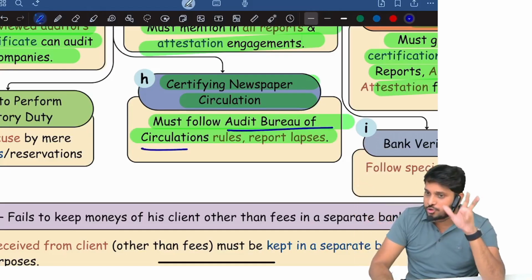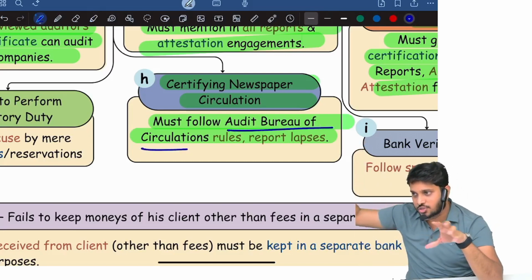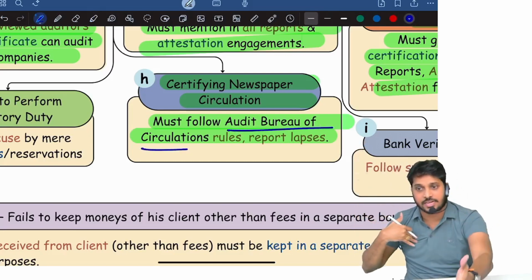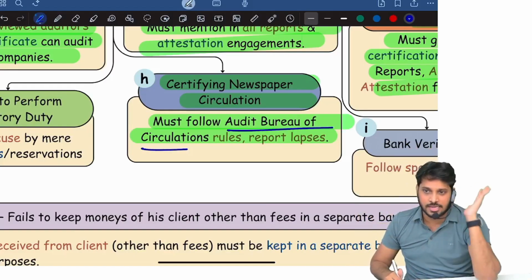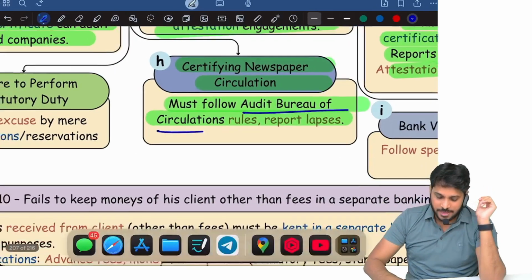So when you are certifying TRP ratings, or certifying newspaper circulation, there is a bureau for circulation of newspapers, and there is a bureau for TRP rating. So their guidelines you need to follow and then certify. If you do not follow those guidelines, the gap you didn't follow, automatically clause number 9 guilty will attract. Understood? Then clause number 10.